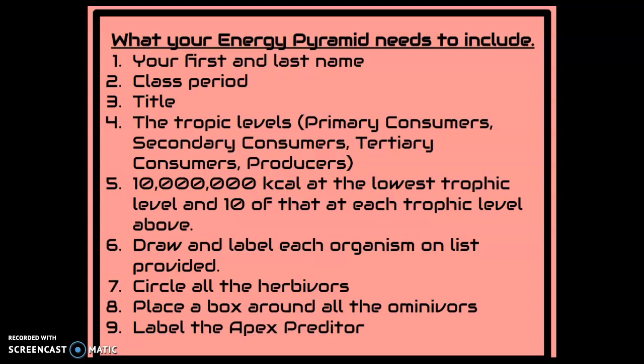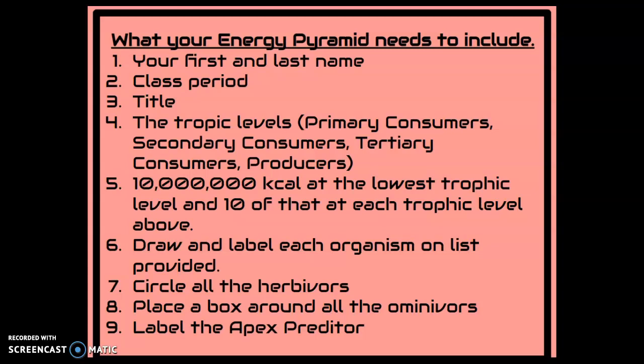The next one is number 5. You have 10 million kcal at the very lowest level, so at the bottom level. And then 10% of that energy is going to be moving up through the trophic levels. And again, I spelled it tropic. No, that's trophic. A little different. There's a pH. Trophic levels.